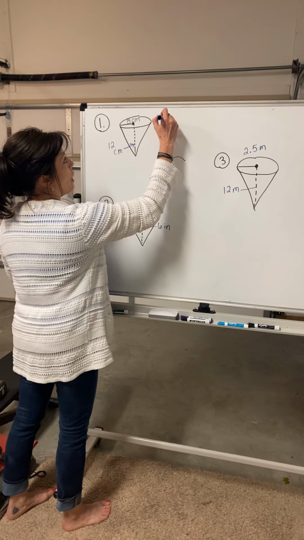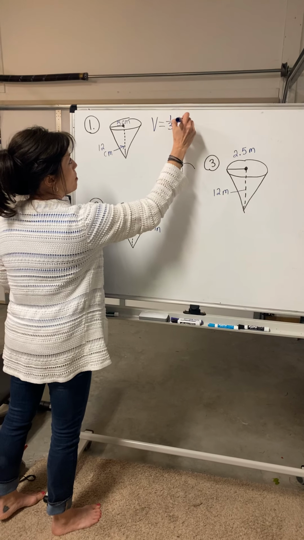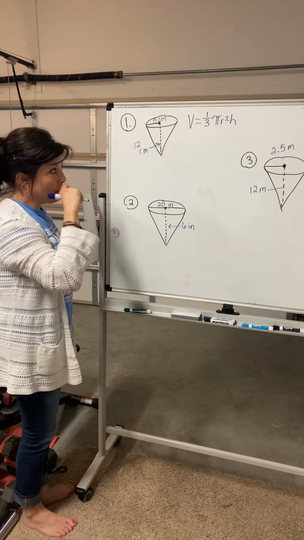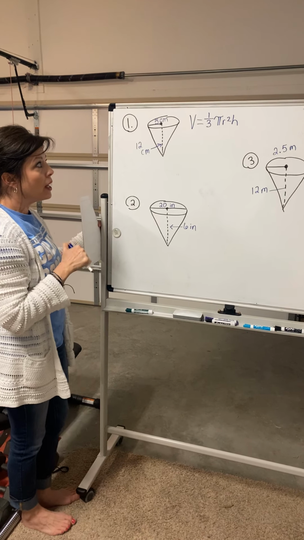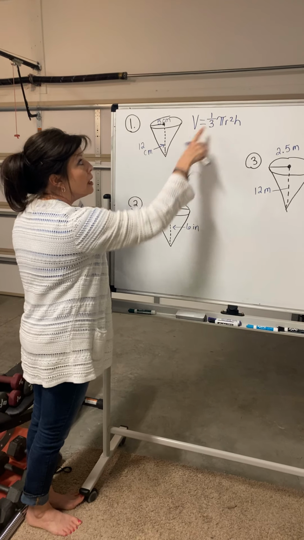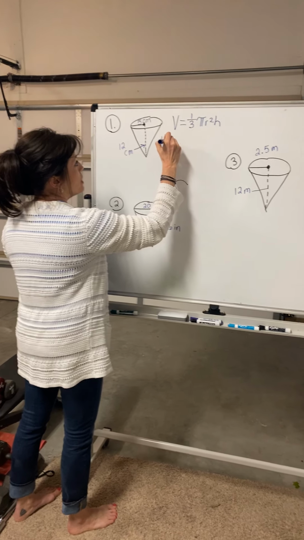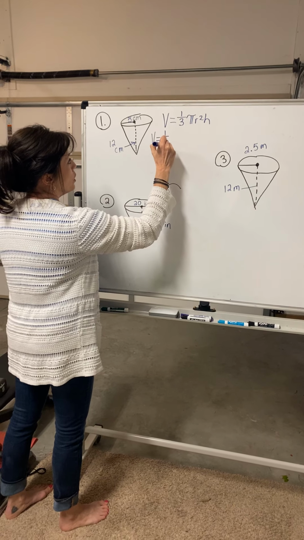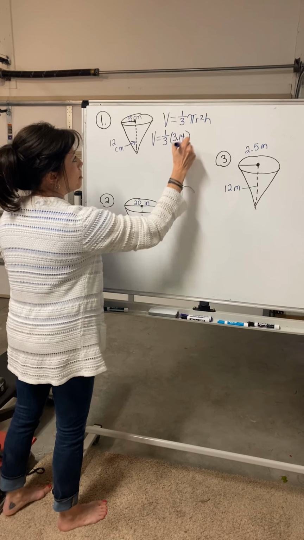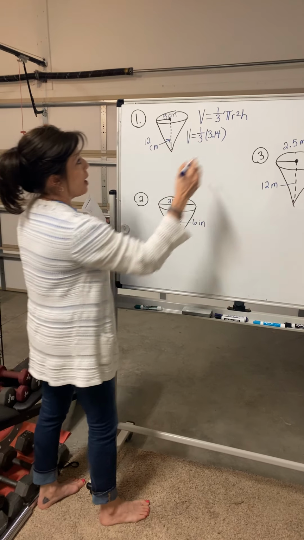So I'm going to rewrite my formula. Since this is a cone, I'm going to have 1/3 pi r squared h. I'm going to drop all the numbers in where they're going to go. If you have a calculator that has a pi button, you can use the pi button. Otherwise, just use 3.14. So our volume for this one is going to be 1/3 times 3.14, because that's probably what most of you will use.